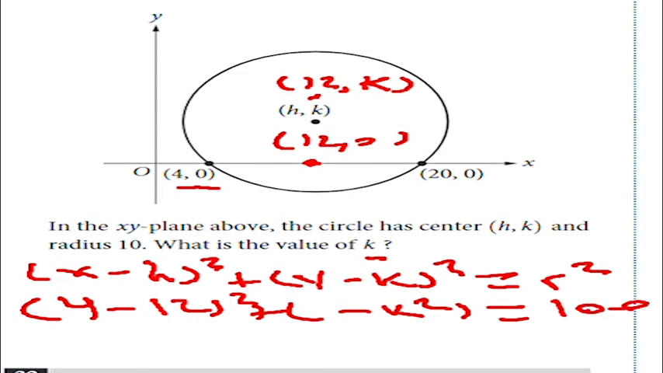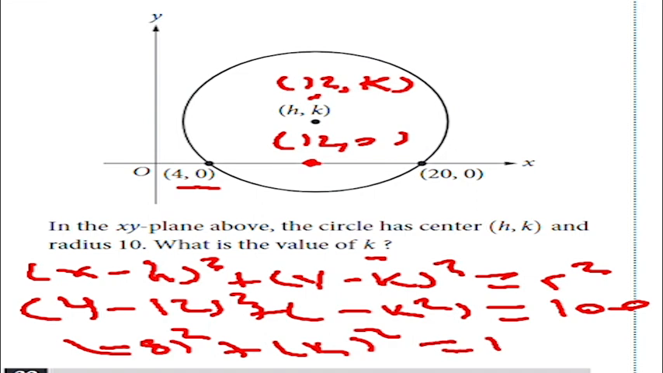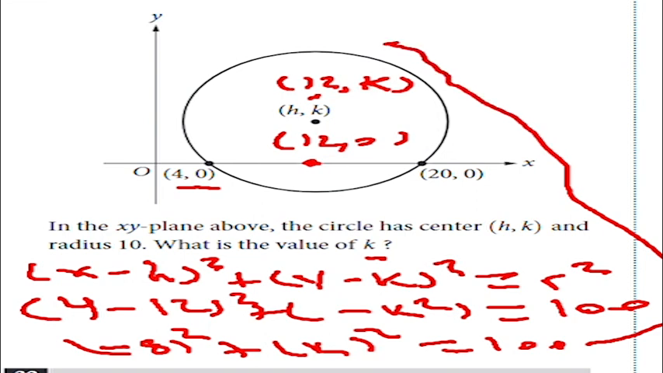And I'm just going to keep simplifying. So now we're going to have negative 8 squared plus k squared. Basically, you guys can write the negative, but it's just going to end up as k squared. And then is equal to 100. I'm going to follow this up here. Okay, so now we're going to have 64 plus k squared is equal to 100.